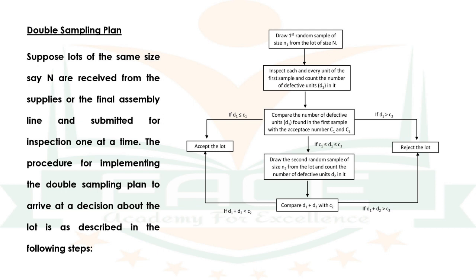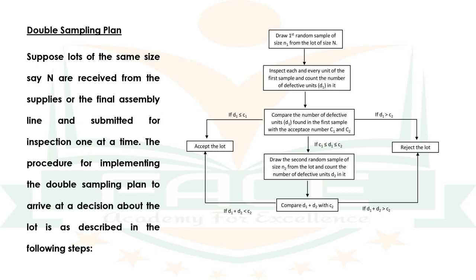The first one is, if D1, that is the number of defective units found in the first sample, is less than or equal to C1, the first acceptance number, then we will accept the lot. Or if D1 is greater than C2, the second acceptance number, then we will reject the lot. And another option is if C1 is less than or equal to D1, which is less than or equal to C2.